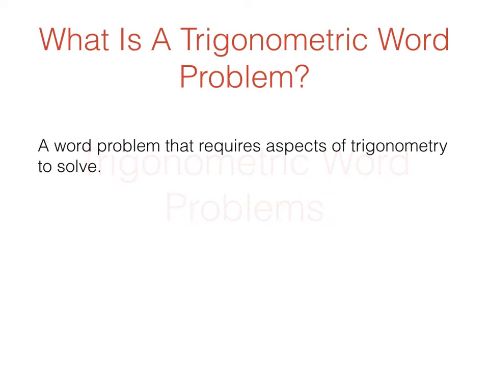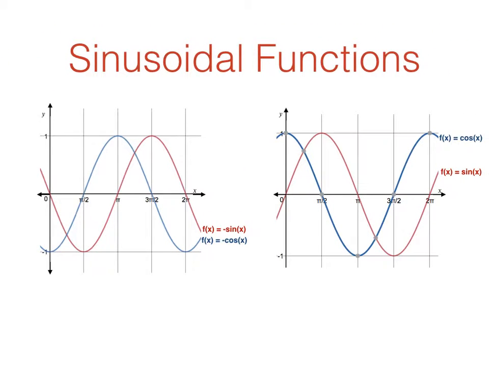A trigonometric word problem is a word problem that requires aspects of trigonometry to solve. The trigonometric word problem we'll be solving today involves sinusoidal functions. A sinusoidal function is a periodic function whose graph looks like smooth symmetrical waves. It can be created by transforming the graphs of y equals sin x and y equals cos x.